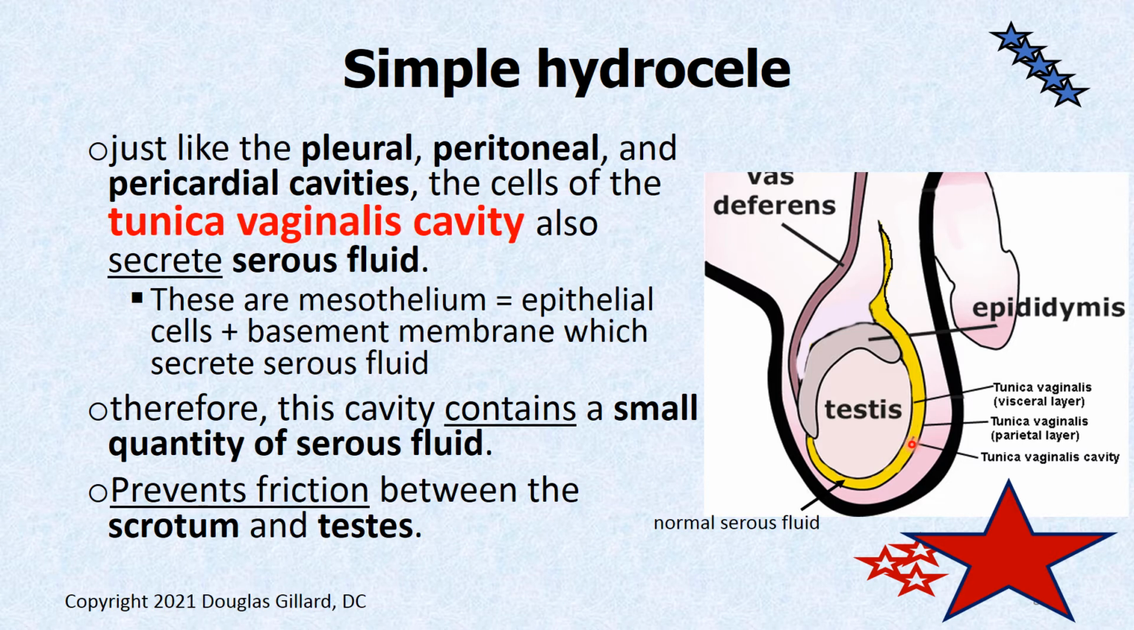So the congenital hydrocele is a patent processus vaginalis. That's right, processus vaginalis.